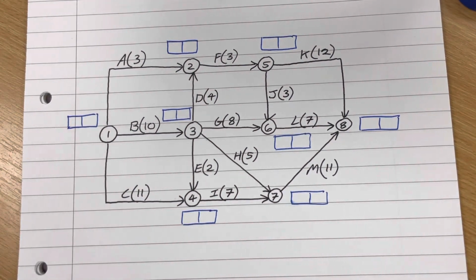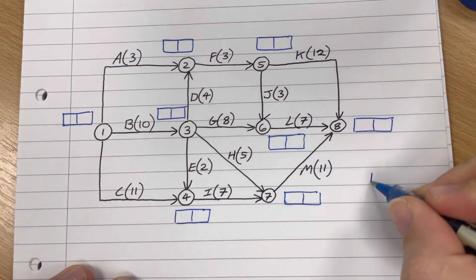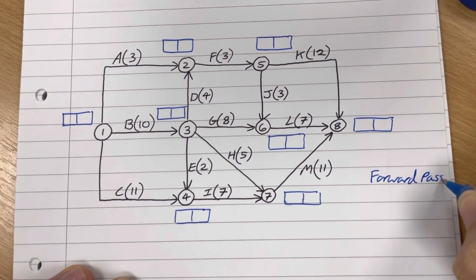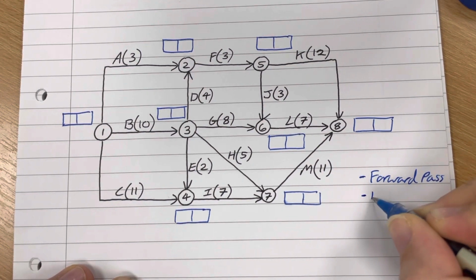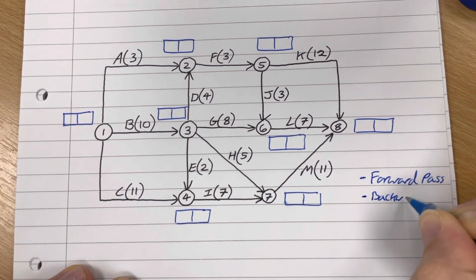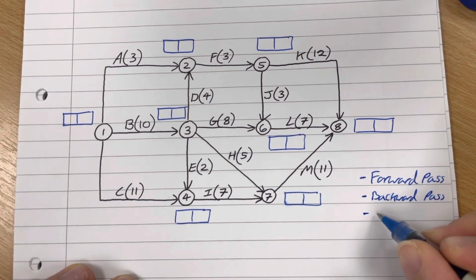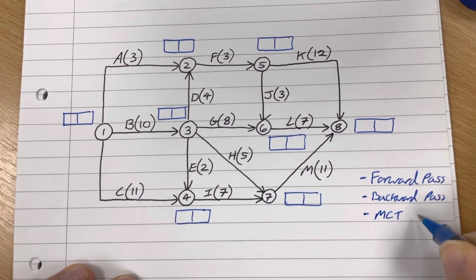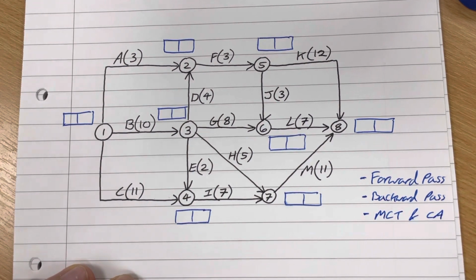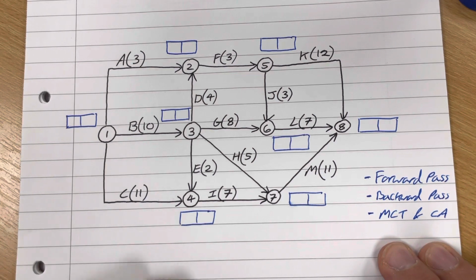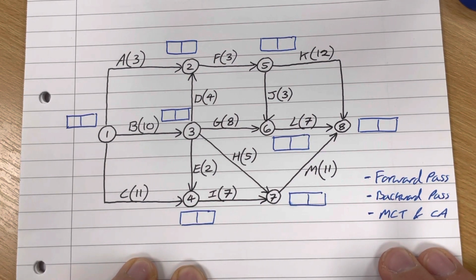Okay, so to perform critical path analysis, we're going to first of all perform what we call a forward pass. So forward pass, that's the first step. The second step is then a backward pass. And then the final thing to do is to state the minimum completion time and the critical activities. Okay, so that's what we're going to be doing within critical path analysis, within the analysis itself.